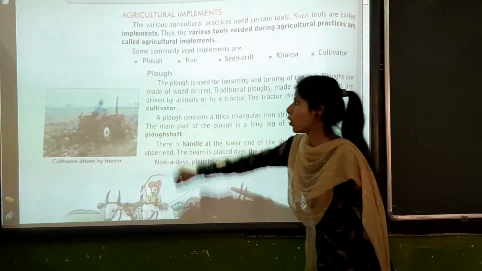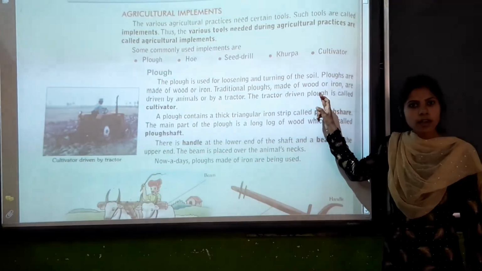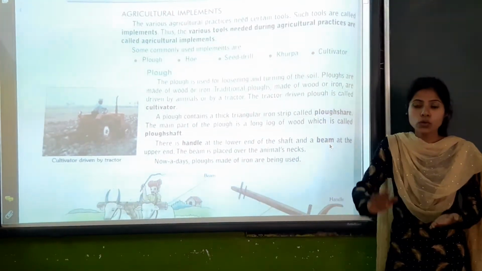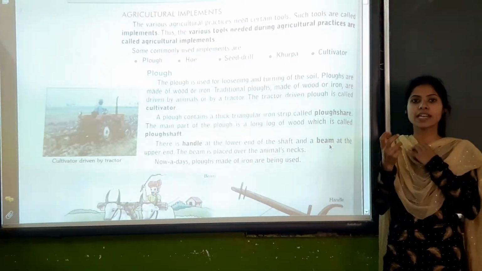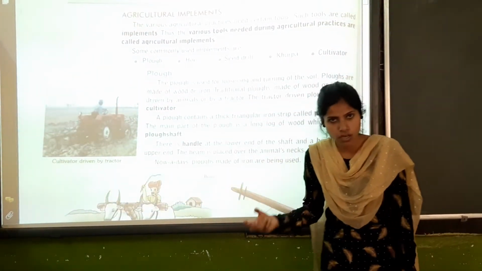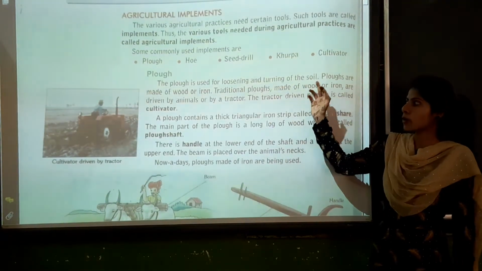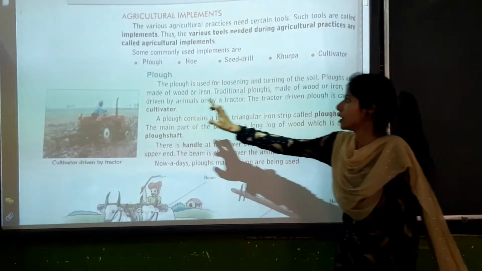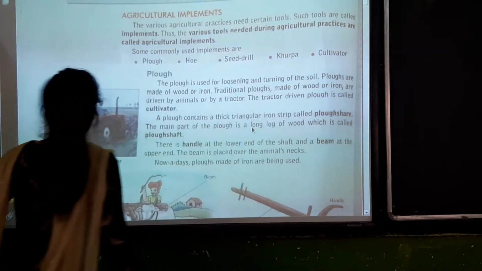Now, talking about the plough. What is a plough? The plough is used for loosening and turning of the soil. Simply, we have to turn the first layer of the soil and bring up the natural black soil from underground, for proper cultivation and proper fertilization. Ploughs are mainly made up of wood or iron.